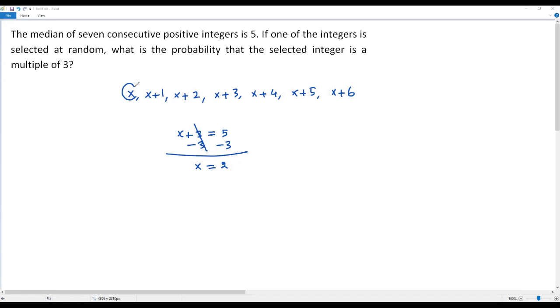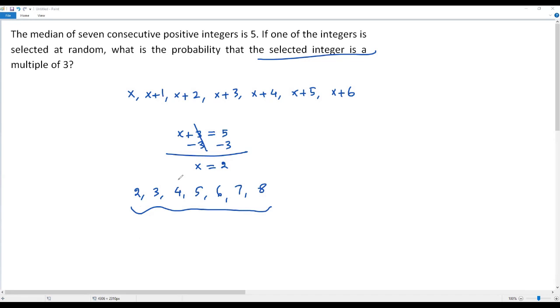We know that x is the first integer. Let's plug in this 2 for x over here. Then we get 2, then the consecutive integers will be 3, 4, 5, 6, 7, 8. Here we have 7 consecutive positive integers with the median 5 according to the given information. Now I have to select one integer at random from these 7 consecutive positive integers, and I have to find the probability that the selected integer is a multiple of 3.